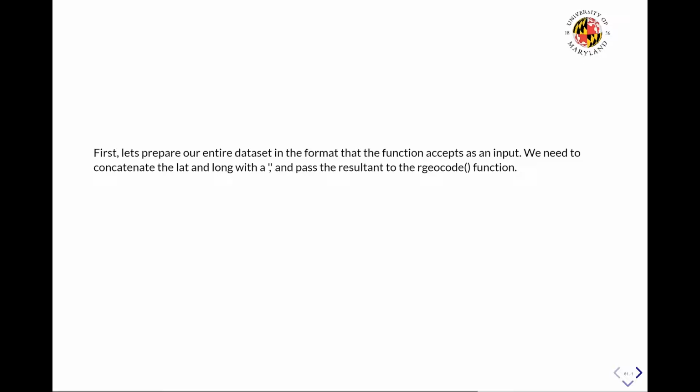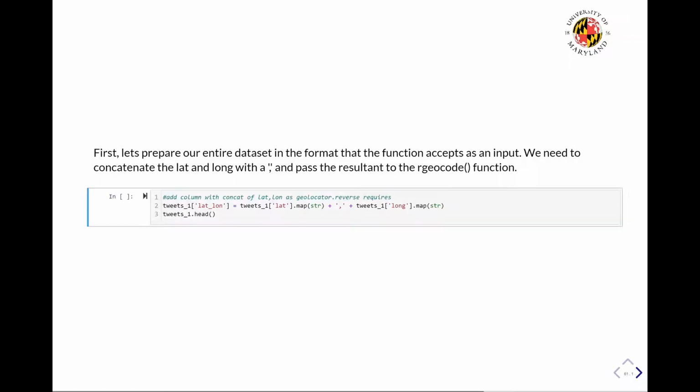Now, since our reverse geocoder function accepts only the lat and long in string format as input, we will convert our existing data frame to lat and long and see how it looks. So we're basically appending the lat and the long using a comma and saving the results in a column which we're calling lat underscore long, and then we'll see how it looks.